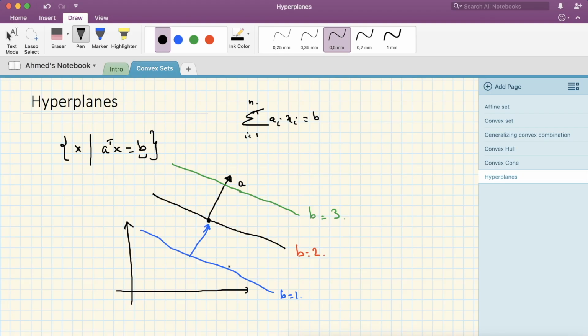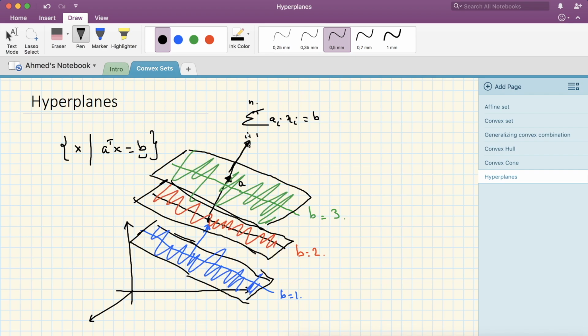So this is in 2D. If I were to pop one more dimension right here, this would look something like this. And thus the name hyperplane. They all share the same normal vector, which is A, right? Okay, each one of those three planes is called a hyperplane.